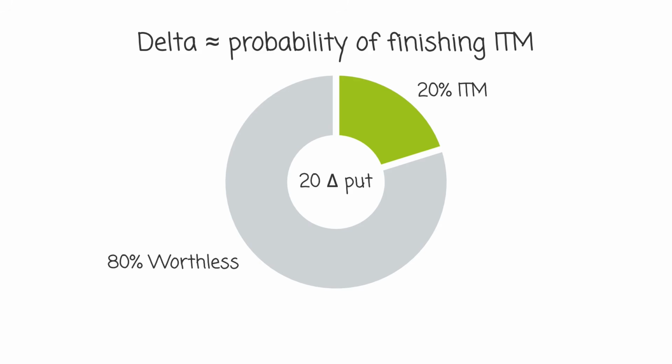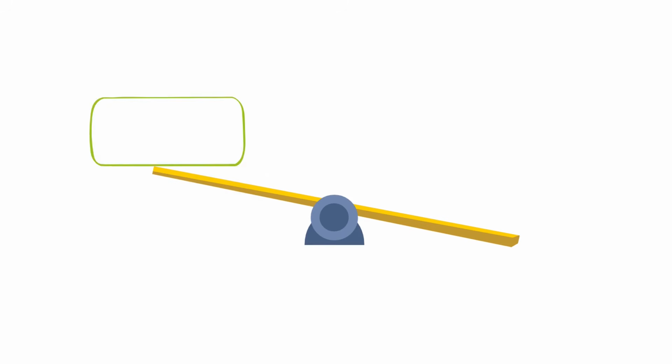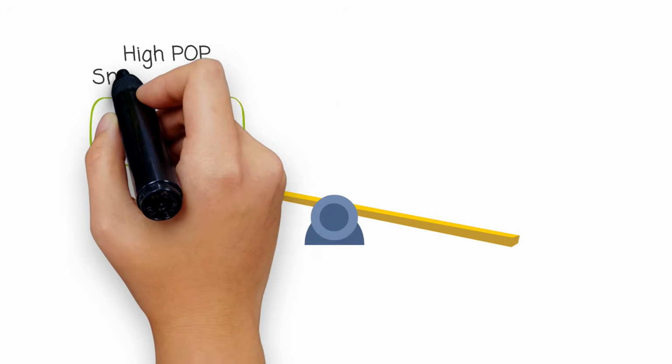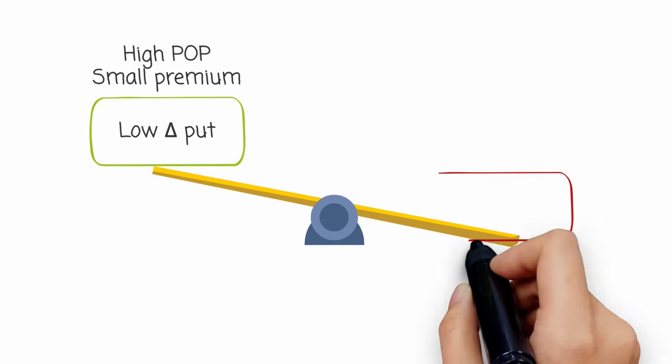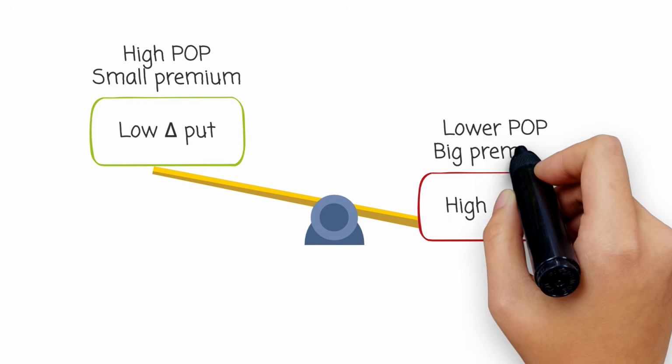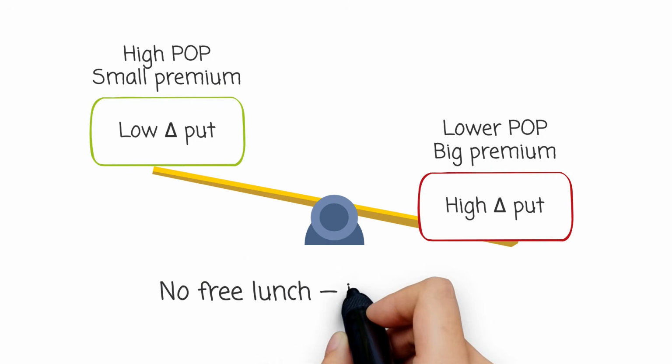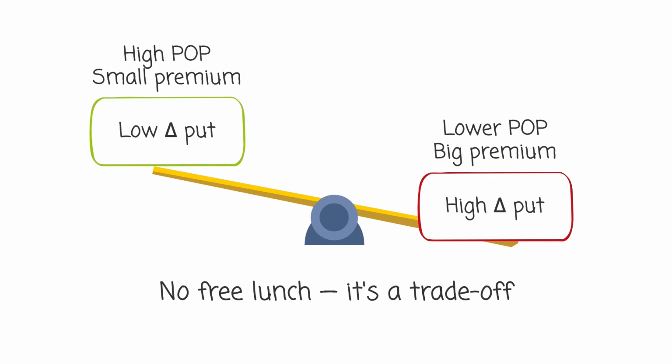But, and you'll hear me say this a lot, everything in options is a trade-off. A low delta put has a high probability of profit, but collects only a small premium. A higher delta put pays you more in premium, but it wins less often. There's no free lunch. It's all about finding a balance that suits your process and your style.